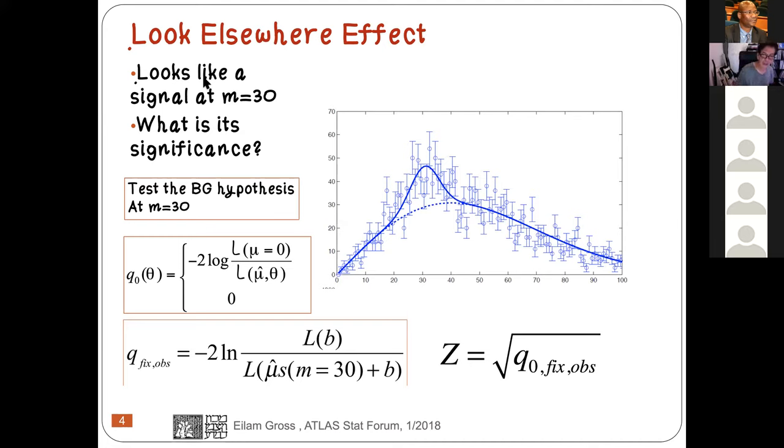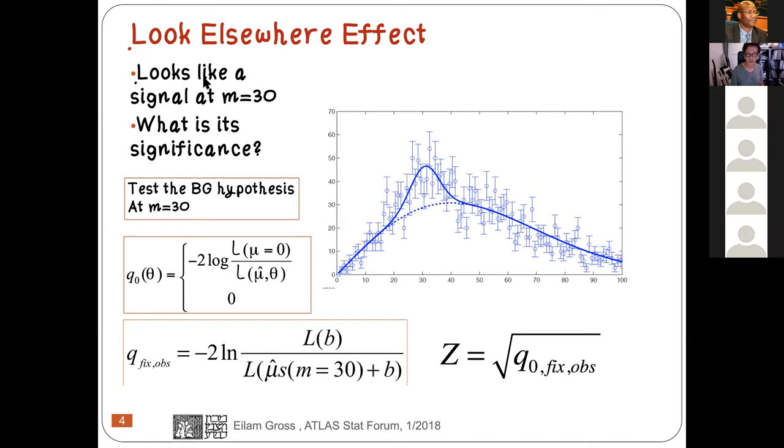Remember that the test statistic is defined as the likelihood ratio of the likelihood of the background hypothesis over the maximum likelihood. Mu hat is an estimation of the signal strength. If it's 1, there is a signal. If it's 0, there's no signal. For example, if mu hat is 0, then it's minus 2 log of 1, which is 0, so the significance, the square root of 0, is 0. If mu hat is 1, then the significance is whatever it is.